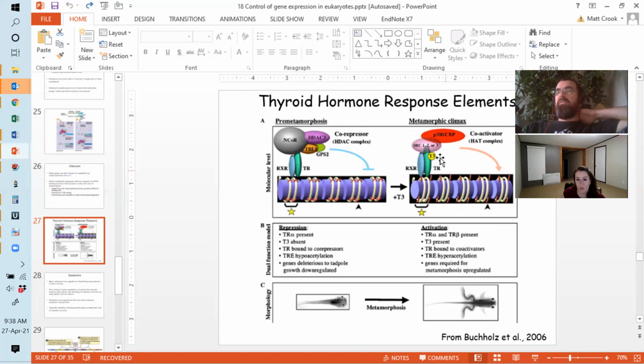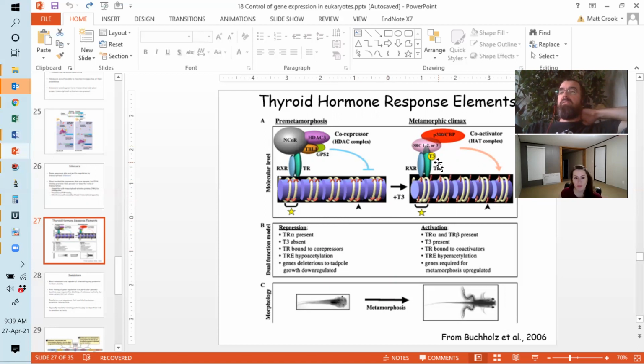So in the absence of this T3 protein, right, this whole lot can assemble, and that recruits an HDAC. So that's a histone deacetylase, right? And if you remember from what we talked about with chromatin, absence of acetyl groups equals really closed chromatin, right? And so by removing those acetyl groups, it shuts down this gene. No froggies.